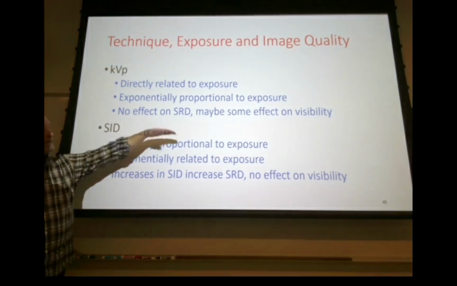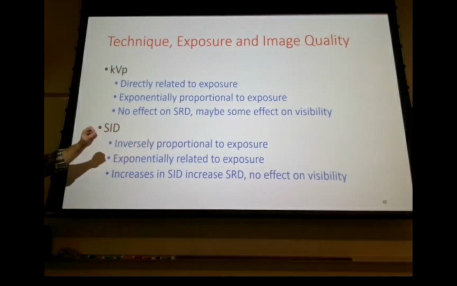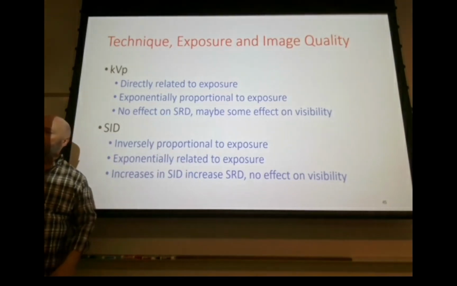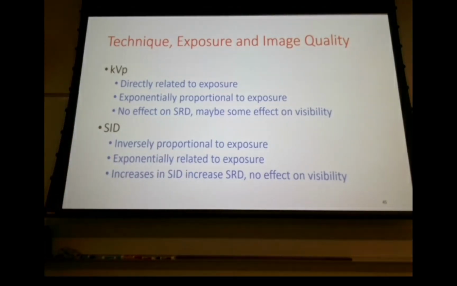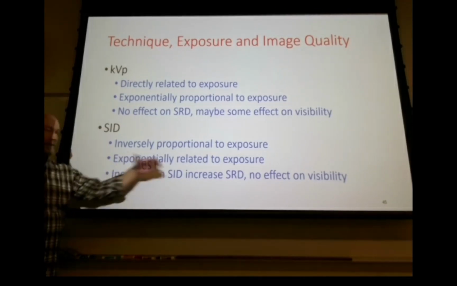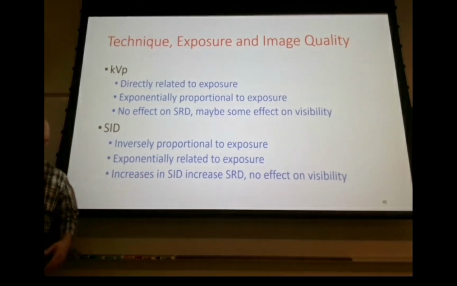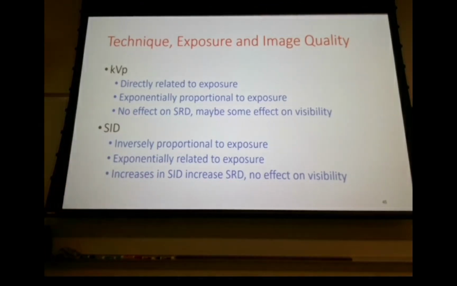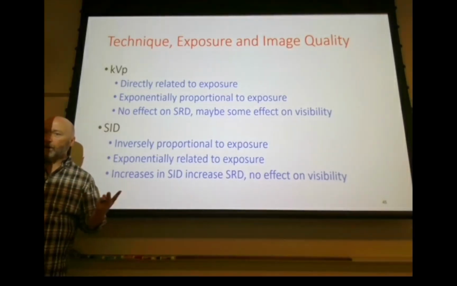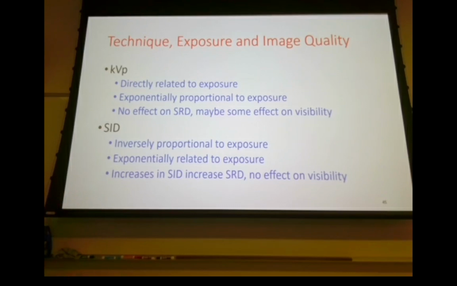So it has no effect on sharpness or recorded detail, maybe some slight amount on visibility. SID works a little bit in the opposite direction of kVp as far as image receptor exposure goes. It's inversely proportional, so as one goes up, the other goes down. So if we increase our SID, then our image receptor exposure is going to go down. And it's exponentially related, so if you increase your distance by a factor of 2, the image receptor exposure goes down by a factor of 4. 2 squared is 4.